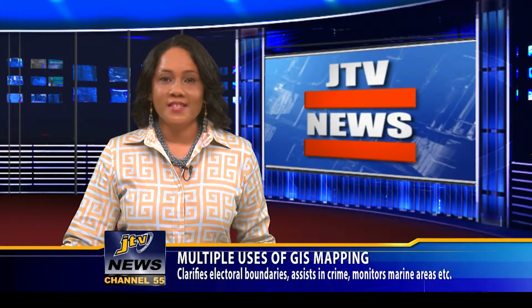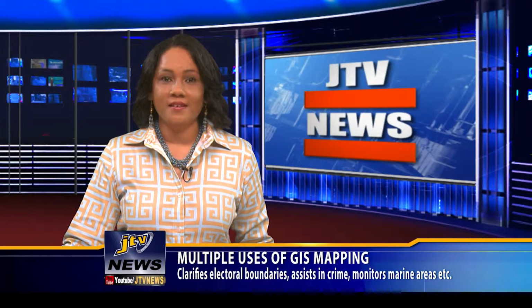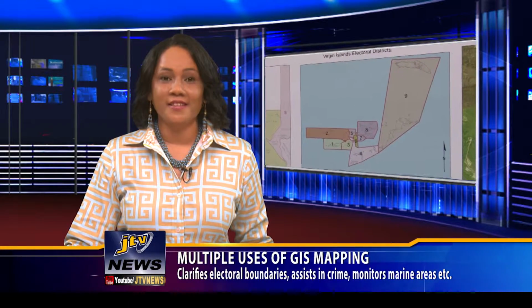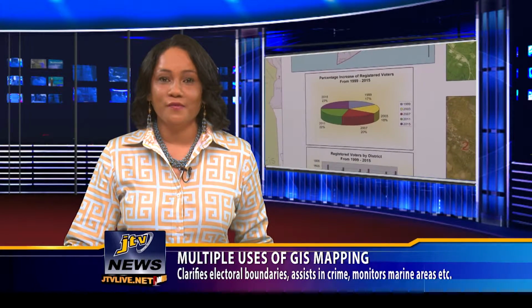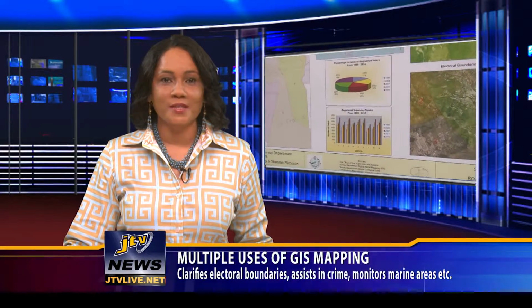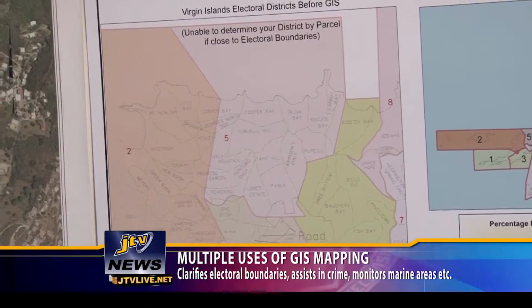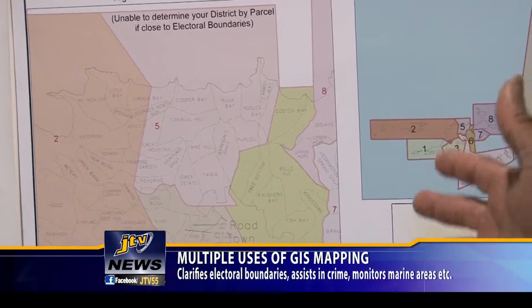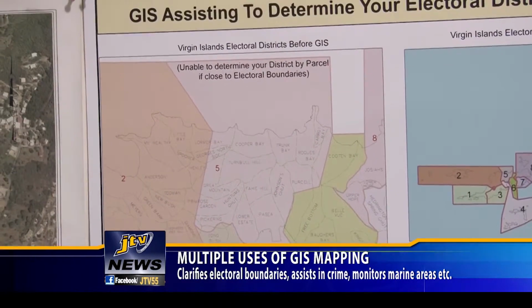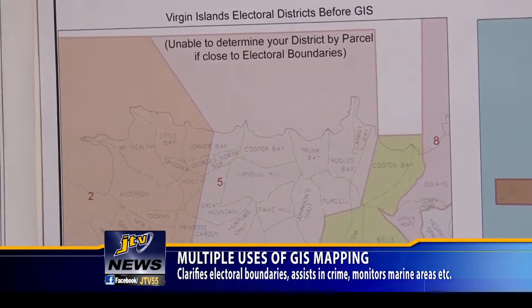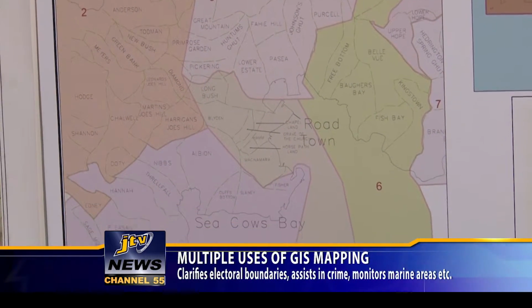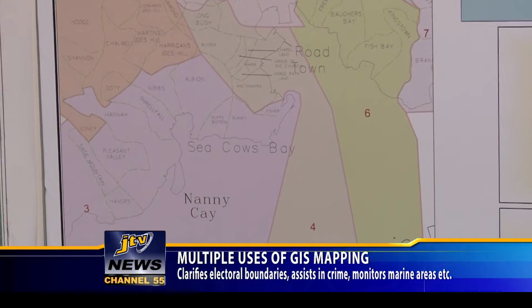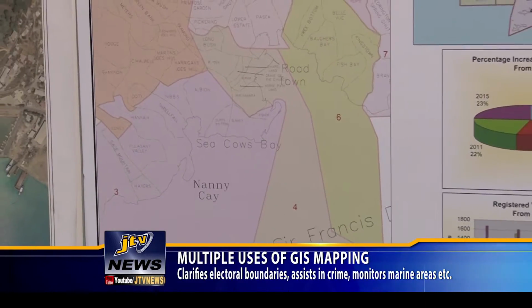Geographical Information Systems, or GIS mapping, can now be used to identify and differentiate between the various electoral boundaries throughout the Virgin Islands. This process of determining electoral boundaries was difficult in the past because boundaries were determined by using maps with imaginary lines. Earl Forbes, GIS officer in the Lands and Survey Department within the Ministry of Natural Resources and Labor, explains how GIS technology has solved this problem.